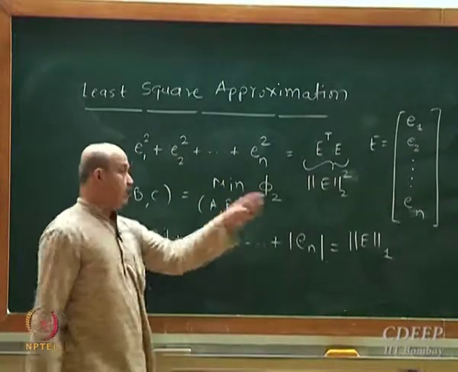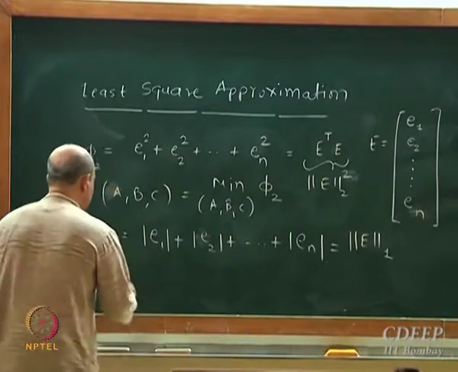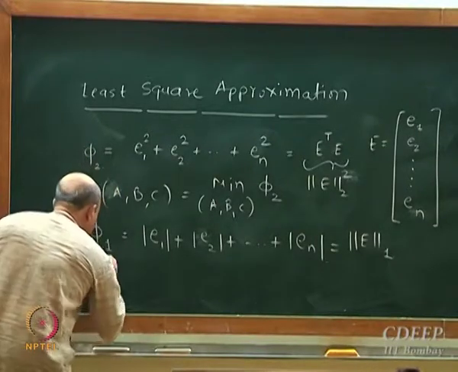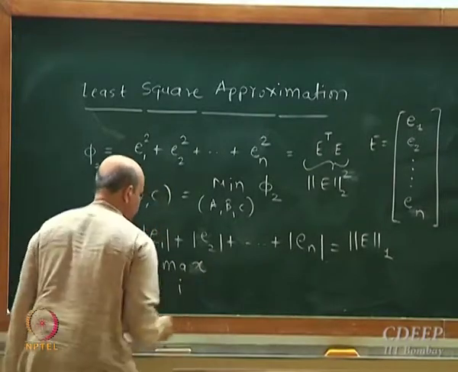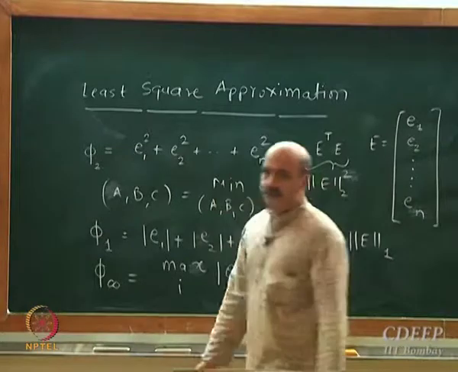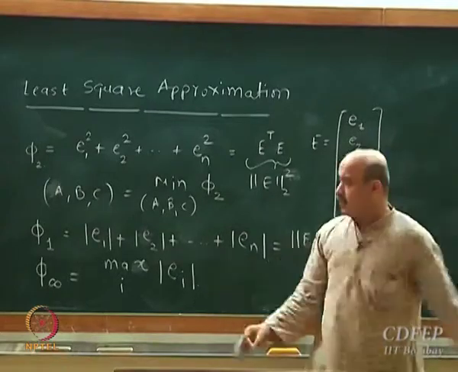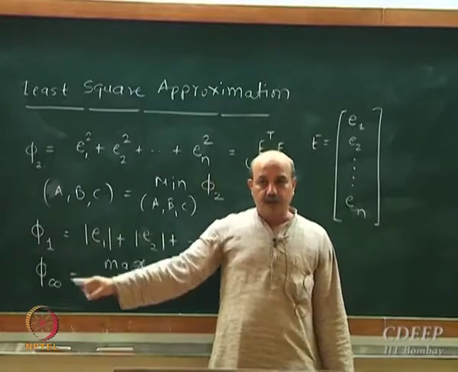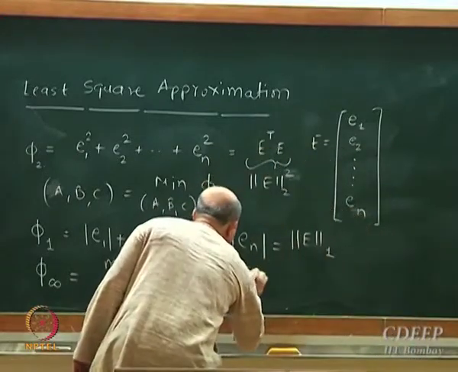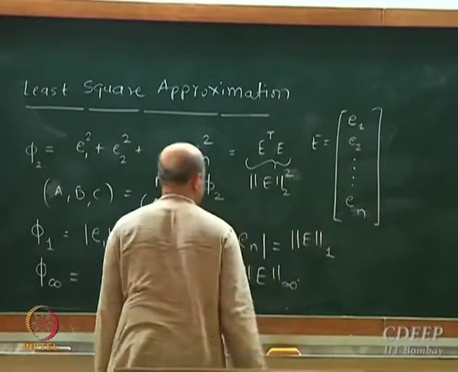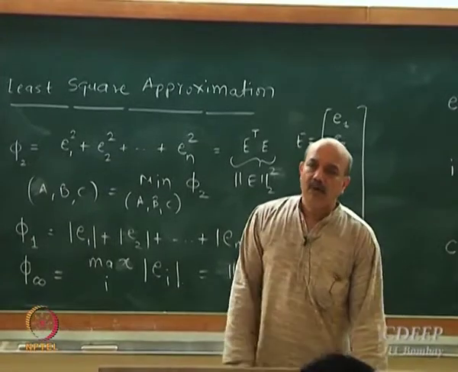So instead of minimizing this phi 2, I could pose the problem as minimize phi 1. And somebody else might say, well, I don't believe in this. I would like to minimize phi infinity, which is the max over i. Minimize the maximum error. Minimize the maximum deviation. So I could choose to minimize phi 1, or I could choose to minimize phi infinity. This is the infinity norm of the error vector. Any one of them is fine. Now the question is, how do I solve this problem?